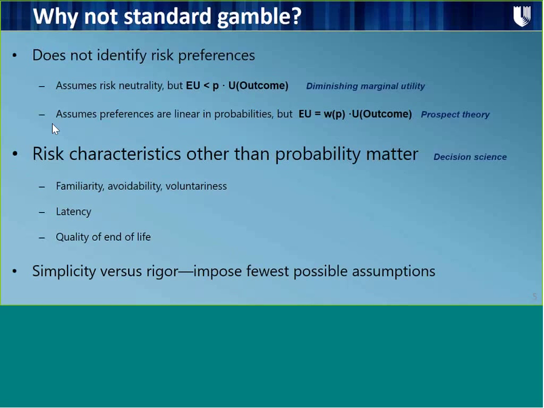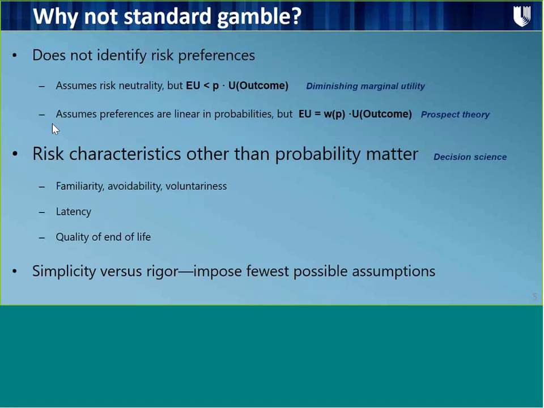The other thing that we have learned from decision science is that risk characteristics other than probability matter. People care about the risk in different ways. That is, two things that have the same probabilities may be treated very differently in terms of preferences, depending on characteristics such as how familiar people are with the risk, whether they perceive that there are things they can do to avoid the risk, and whether the risk is imposed on them by other people or whether it's a result of voluntary decisions.